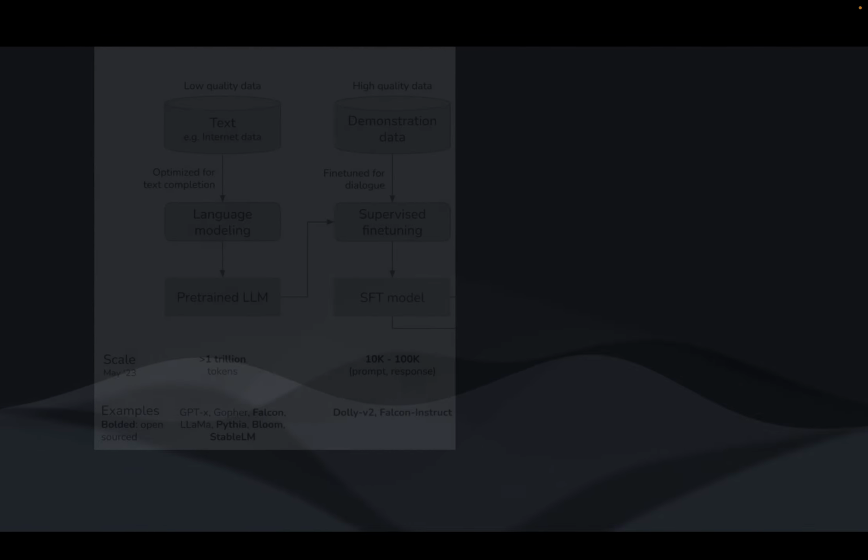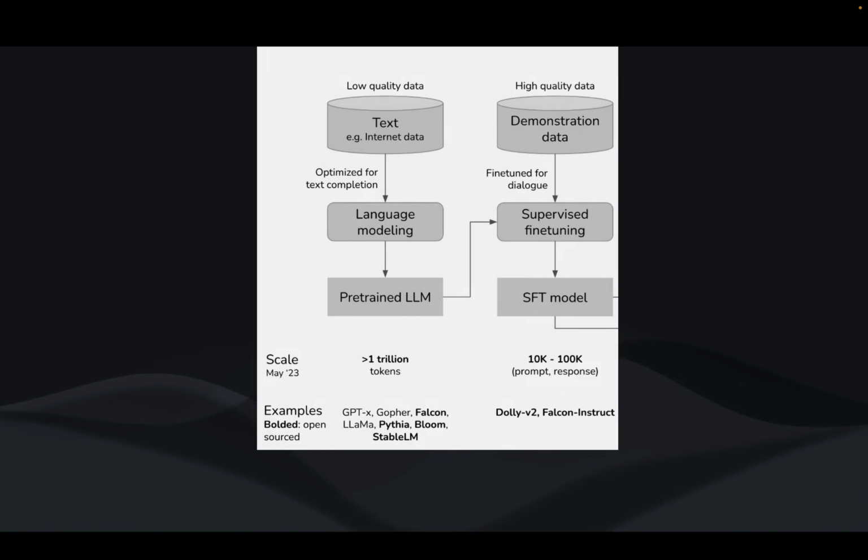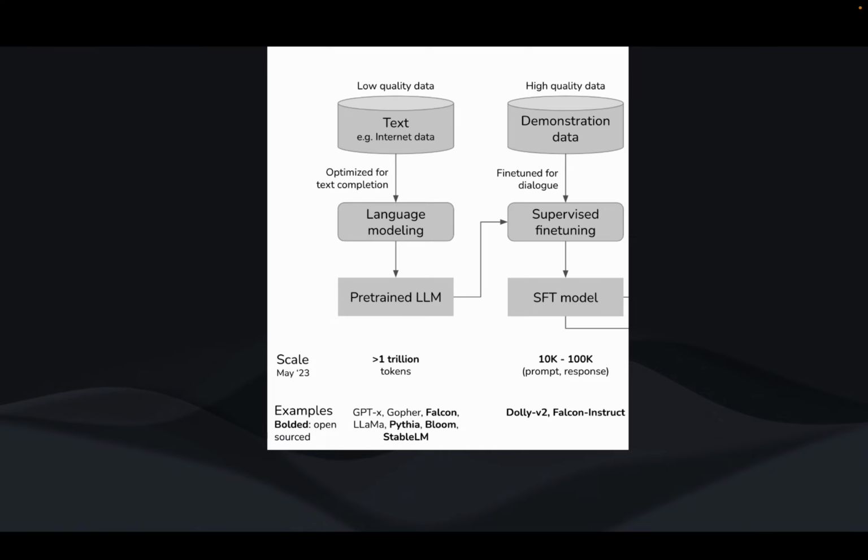So let's talk about what we have gone through so far using this diagram, right? This is from one of the famous blogs from Chip. We start with low quality data that is scraped from the internet. Then we pass that data through a language model and get a pre-trained LLM, right? The scale is greater than 1 trillion tokens, and the examples are Falcon, GPT series of models, Bloom, Stable LM. All these models are pre-trained models.